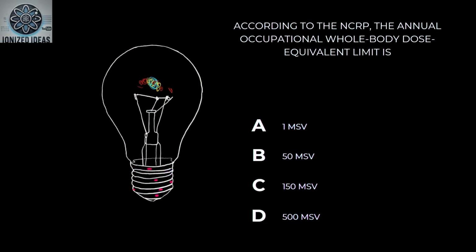According to the NCRP, the annual occupational whole body dose equivalent limit is: A. 1 millisievert, B. 50 millisieverts, C. 150 millisieverts, D. 500 millisieverts.